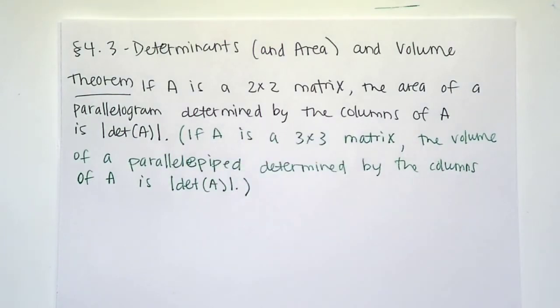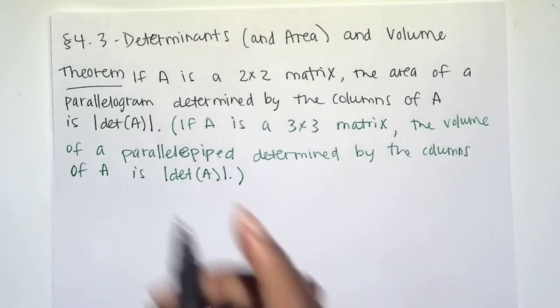A parallelepiped is kind of like a parallelogram, but in 3 dimensions, so we're going to be using volume for that. We can use a matrix to determine what the parallelepiped looks like, and to find the volume of that parallelepiped, we just take the absolute value of the determinant of A. So let's look at a specific example.